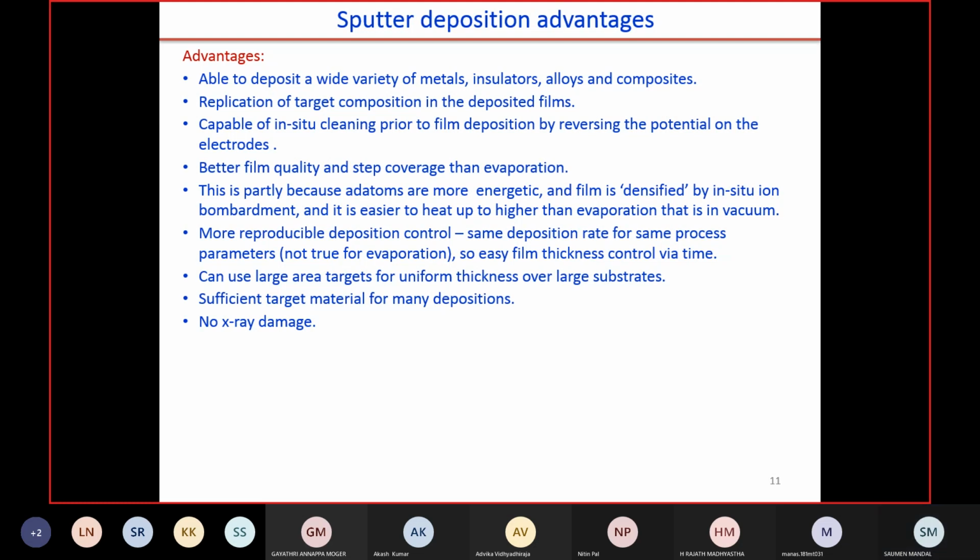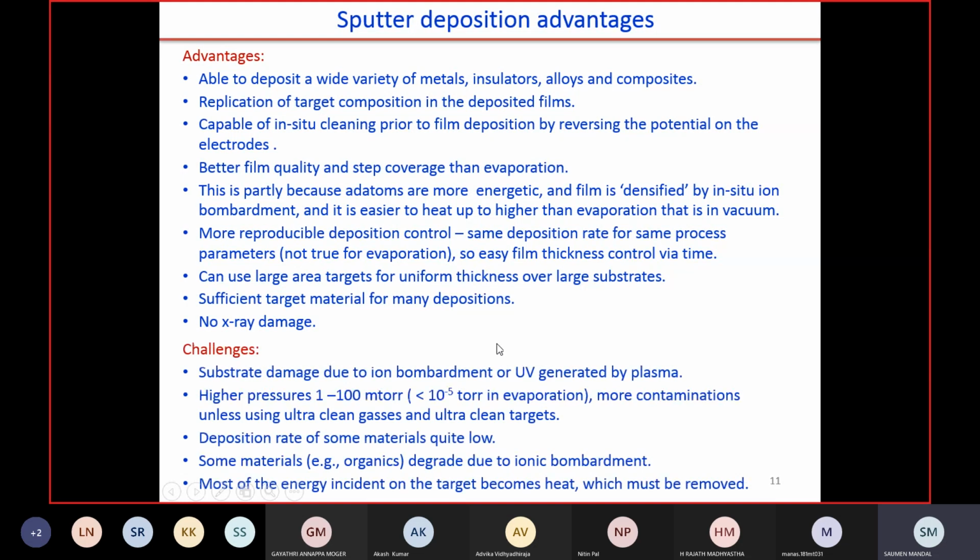Okay, and this is reproducible: the deposition control, the sample thickness, the rate, the sample process, these are things. You can use a large area target for uniform thickness over a large substrate, and a sufficient target material means many depositions. Once you make the target, several depositions can be done without changing that target. And there is no extra damage, that is also there.